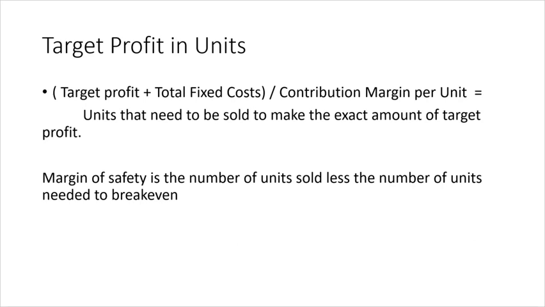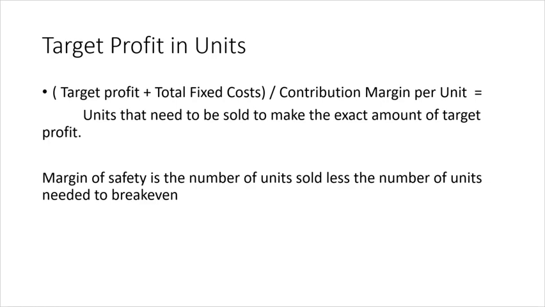Now, what if you want to actually make a profit? You want to know how much? Then simply add your target profit to your total fixed costs and then divide by contribution margin per unit. So that tells you how many units need to be sold to make the exact amount of the target profit. Again, you're going to round or whatever.